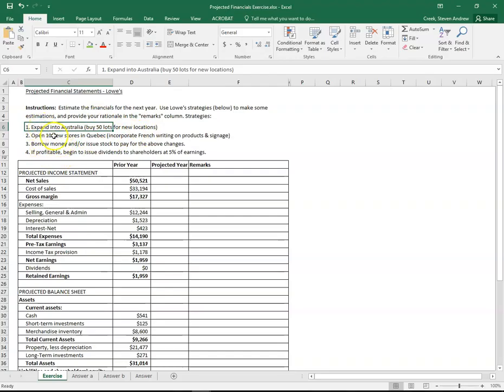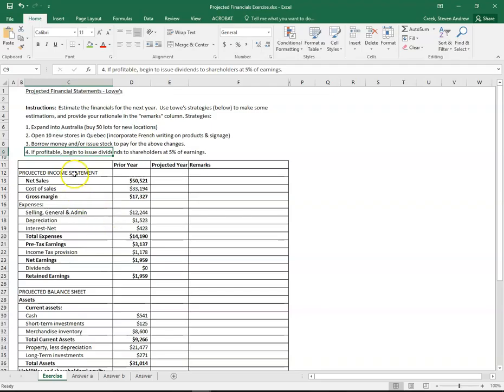One is the firm is going to expand into Australia, which needs 50 new lots to be purchased. We're also going to open 10 new stores in Quebec, which means we've got to incorporate some French writing on products and signs. Obviously we have to pay for that somehow, so what's the best way to pay for that? Hopefully we did an EPS EBIT analysis to figure that out. And then number 4, if the firm is profitable, we should begin to issue dividends to shareholders at 5%.